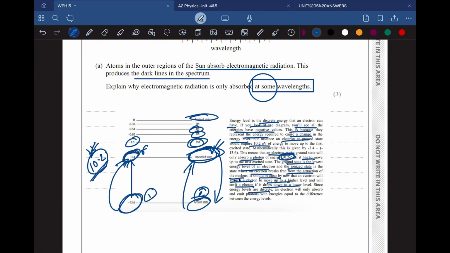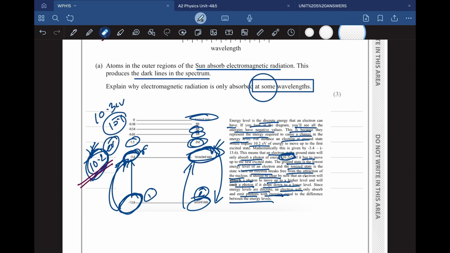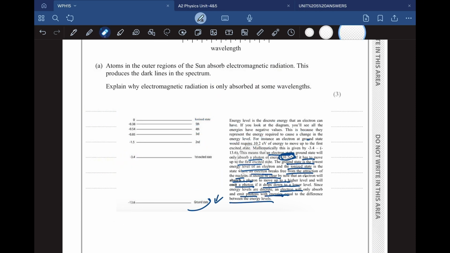Since energy levels are discrete, an electron will only absorb and emit photons with energies equal to the difference between the energy levels. The electron will only absorb 10.2 electron volts to move up from the ground state to the first excited state, because it requires exactly 10.2 electron volts. It will never ever absorb 10.3 electron volts or 10.1. It will only absorb exactly the amount of energy it requires. That's why these are the 3 points that you will have to explain. I'm just giving you the mark scheme points.